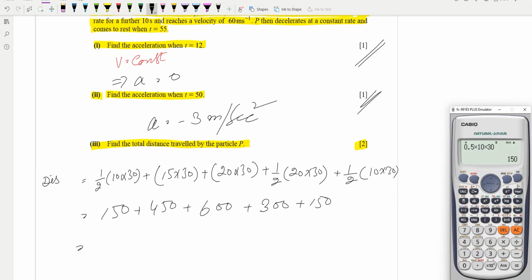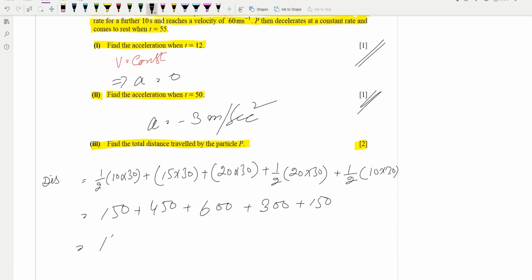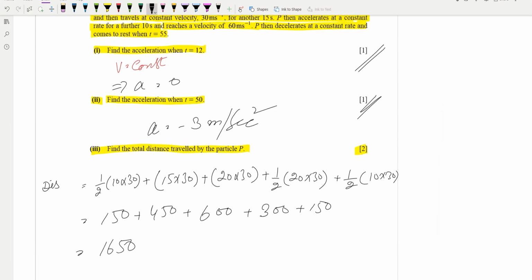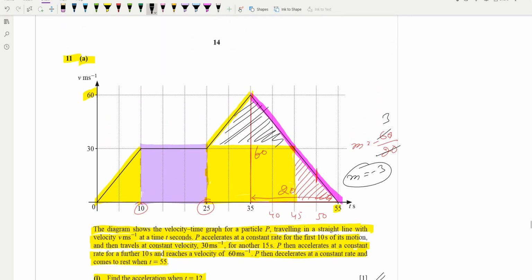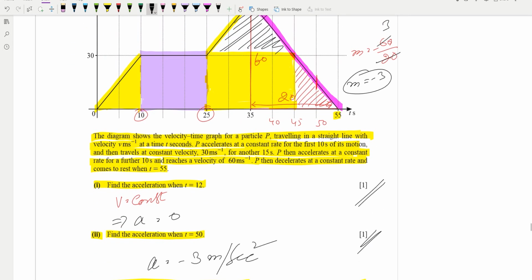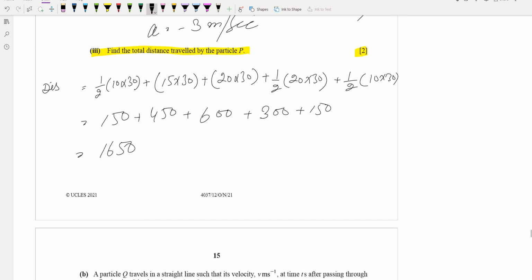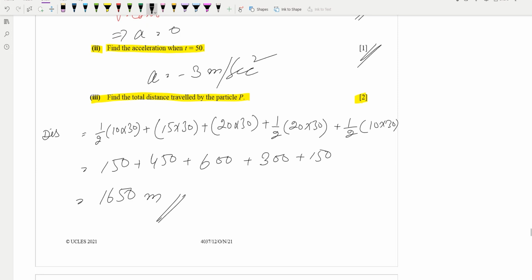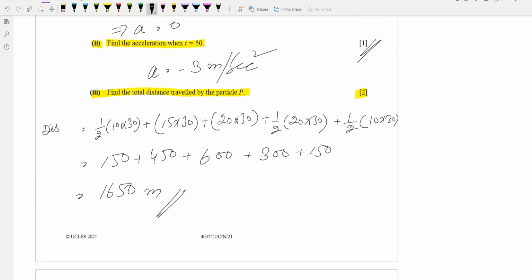Now we can add all these, so it will be 150 plus 450 plus 600 plus 300 plus 150, which is equal to 1650. This measurement is in meters, so distance will be in meters. This is done, and it was a 2 mark question.